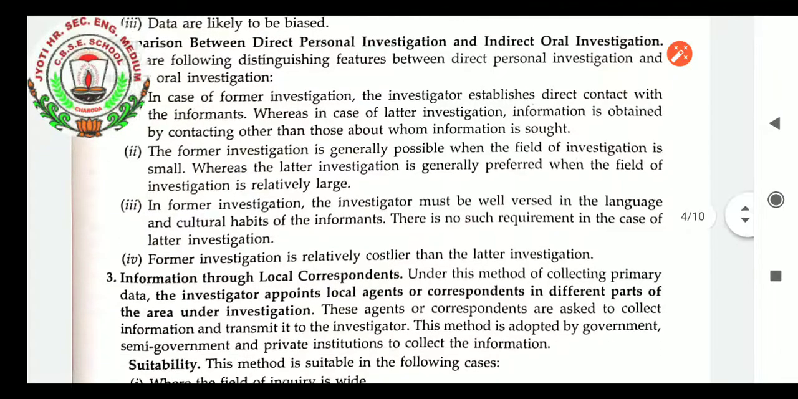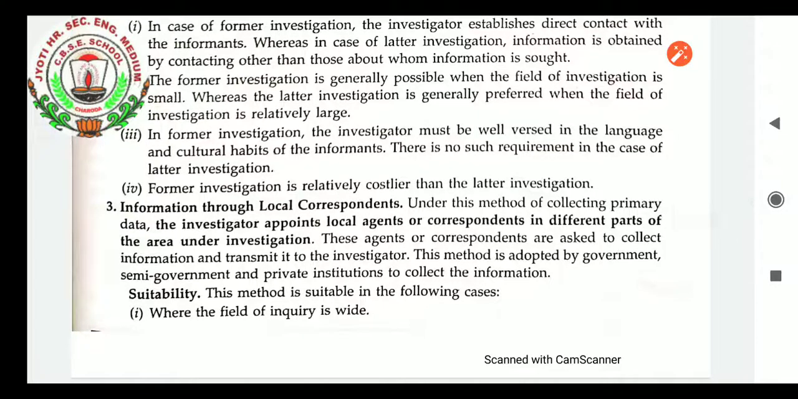Information through local correspondent. In this method of collecting data, students, our people are spread in different areas, there are our local correspondents, and from them we are taking the information. That is known as information through local correspondent.